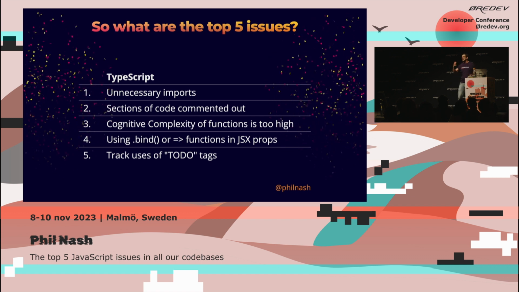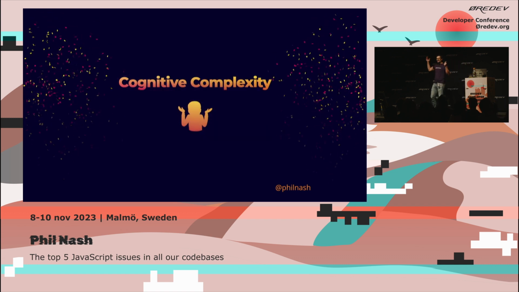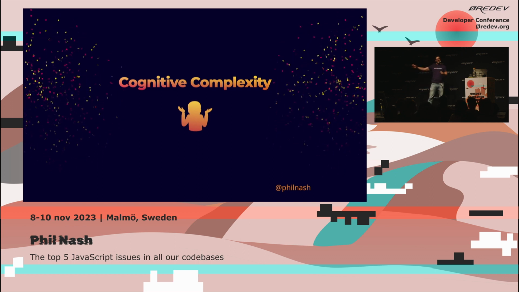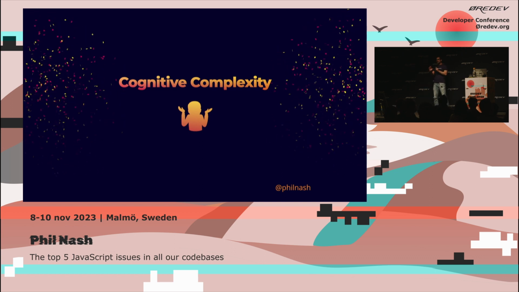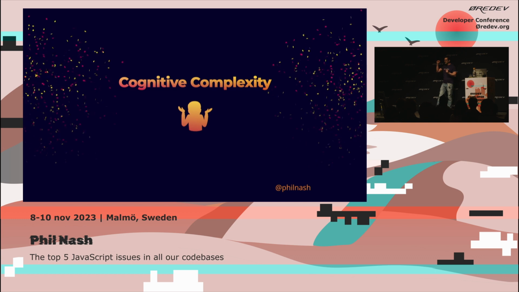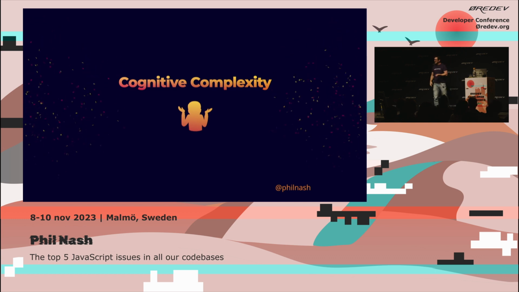Has anybody here heard of the idea of cognitive complexity before? There's a few, right. And has anybody heard of cyclomatic complexity? There's also a few, okay, like the same kind of people. And you might think they were the same thing. But cognitive complexity is a measure of the complexity of the maintainability of a function.